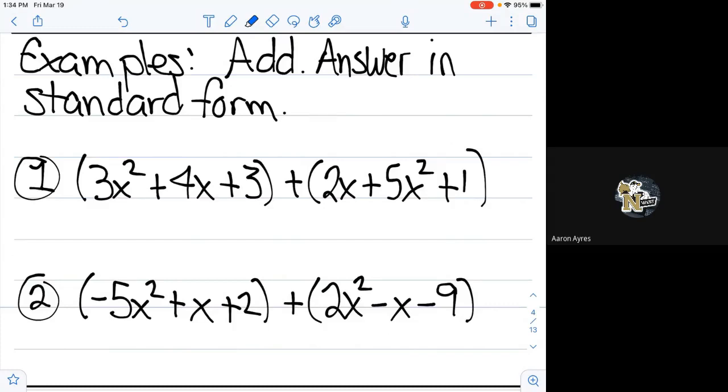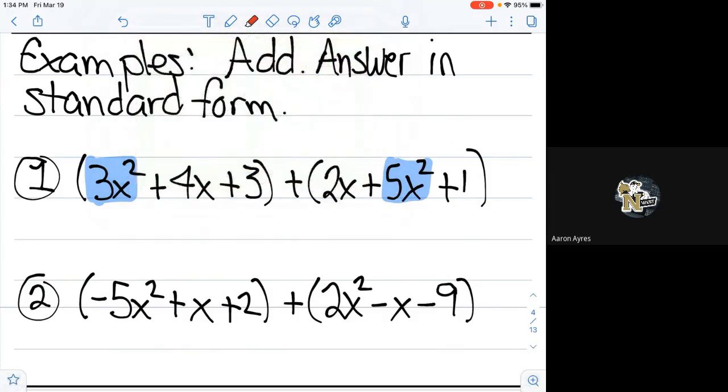All right, raise your hand, everybody, on problem number 1 and tell me if you see a pair of like terms anywhere from the first polynomial to the second one. They're enclosed in parentheses. So the first polynomial is the first grouping, and the second one's the second grouping. Anybody see any like terms? Lance. 3x to the second power and 5x to the second power. Excellent. Are there any others?